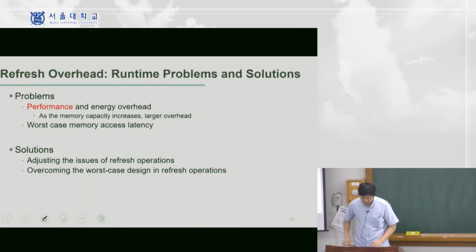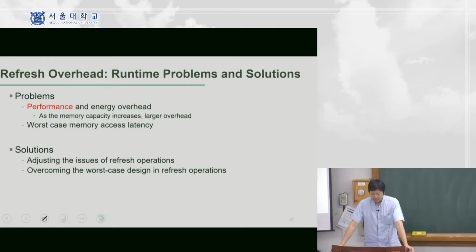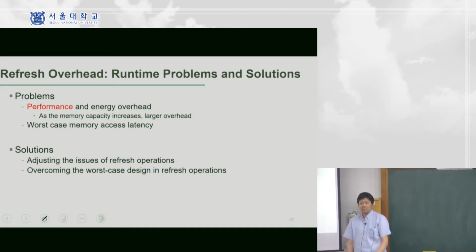So this is another problem. Here, the refresh problem: performance and energy overhead associated with this refresh. And then generally speaking, as the memory capacity increases, the overhead becomes larger. Okay, so that's a general problem. And also, the second problem is it actually makes the worst case memory access latency longer. Maybe that's what you mean by synchronization problem.